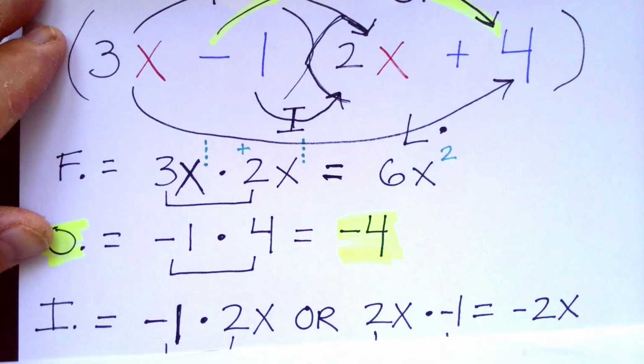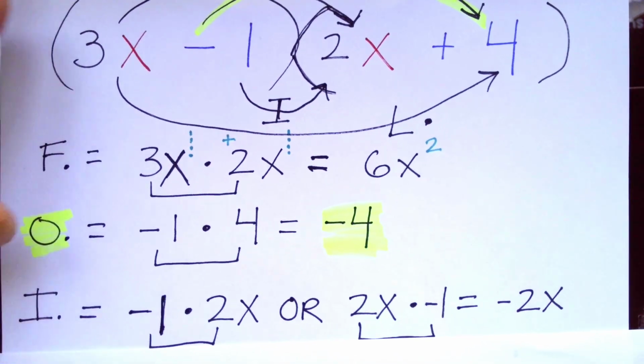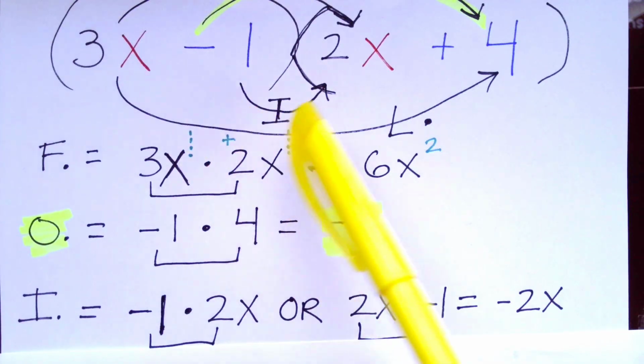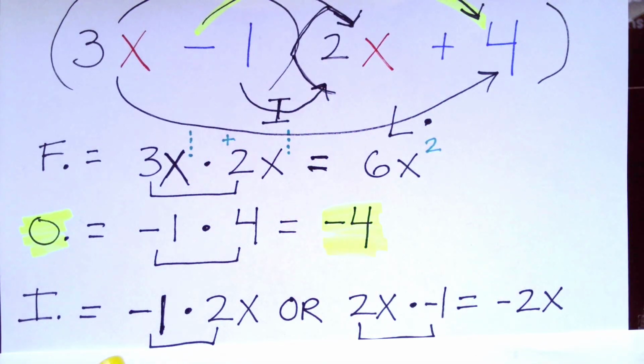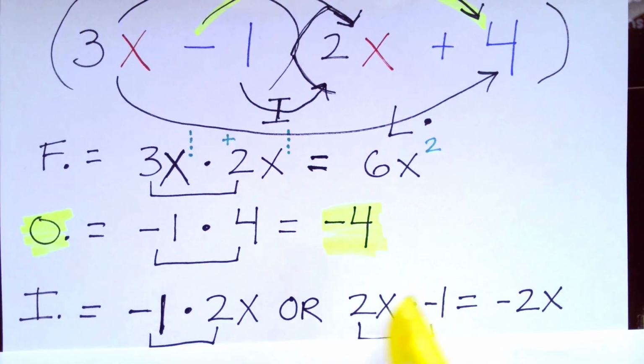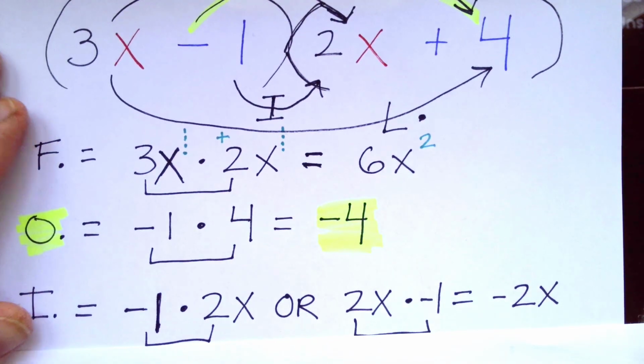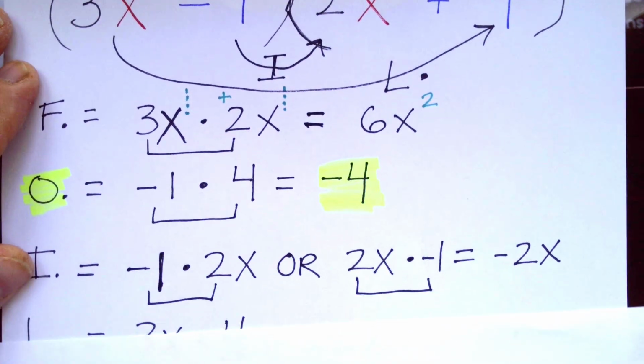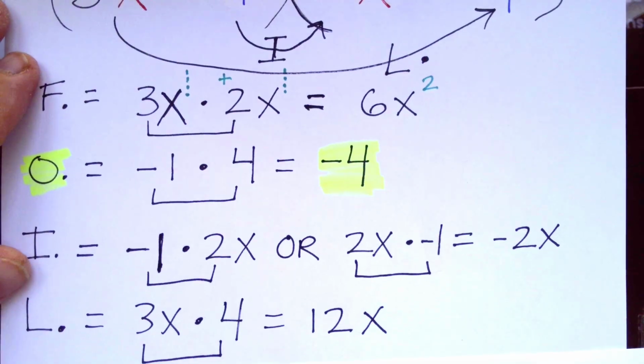The inner term is going to be negative 1 times that 2x. So negative 1 times the 2x, negative 1 times 2 is a negative 2. The x stays attached to that 2, so we have a negative 2x simplified value for this term. Now you can write this negative 1 times 2x, or you can put 2x times negative 1. Either way is totally acceptable.